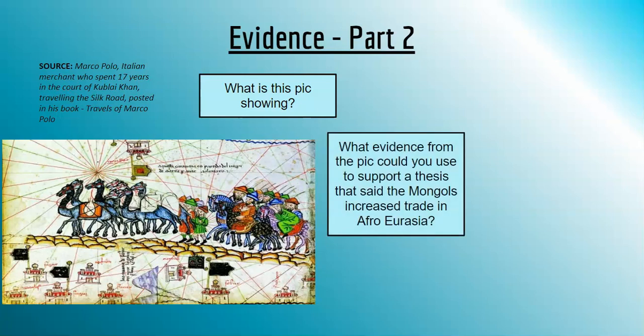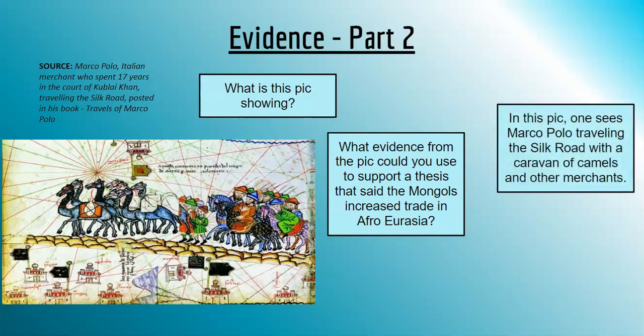Now, what evidence could I use from this picture that's going to support a thesis that said the Mongols increased trade in Afro-Eurasia? Well, that's a tough one, but I could use that Marco Polo's on it. We know that he's European. There seems to be a lot of camels. There seems to be a lot of people. So that's the evidence I could use to support that trade increased as a result of the Mongols. So what I could say is in this picture, one sees Marco Polo traveling the Silk Road with a caravan of camels and other merchants. Okay, that's true.